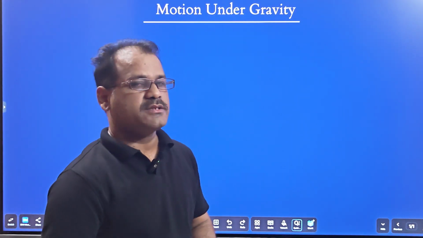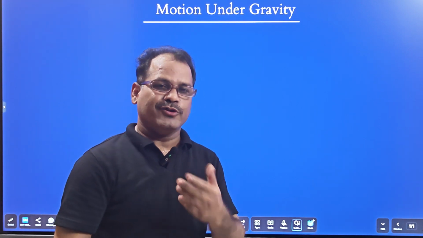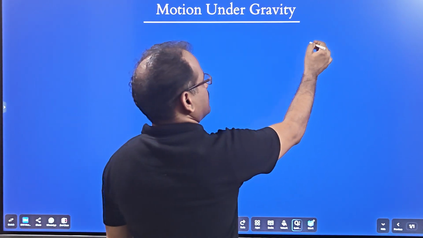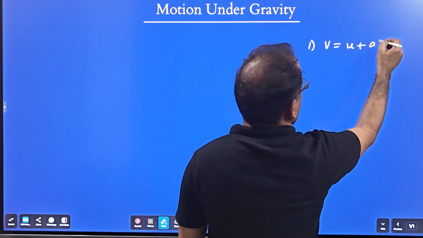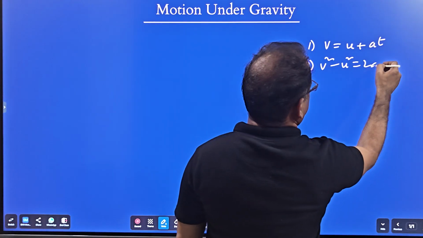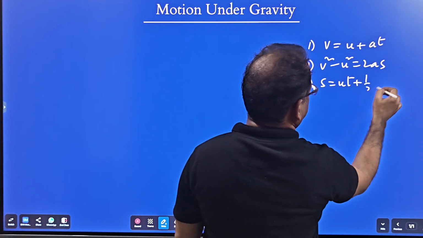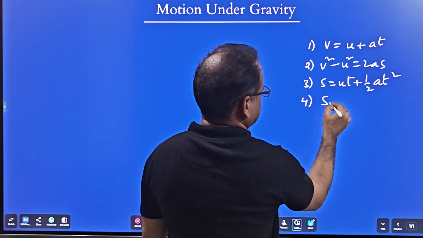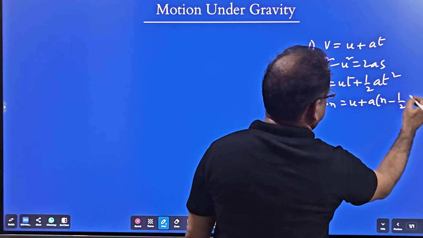In these two cases, how to use the equations of motion, we are going to see. First, let us recall the equations of motion we have seen. v is equal to u plus at. Second one, v square minus u square is equal to 2as. And third one, s is equal to ut plus half at square. And fourth one, a special case, Sn is equal to u plus a into n minus half.